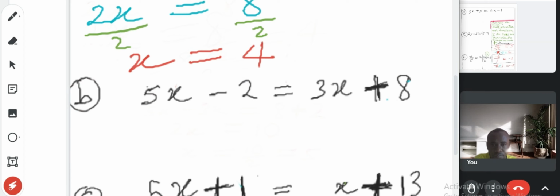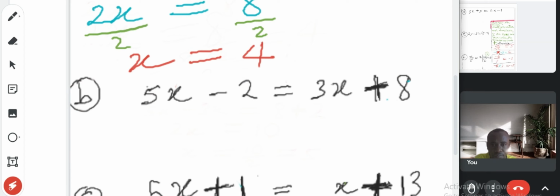That's what we call collecting like terms. Put the terms that are similar together. 5x is similar to 3x. They all have x, so they will be together. Minus 2 is similar to 8 because they don't have any x. They are just numbers. I'll also put them together.